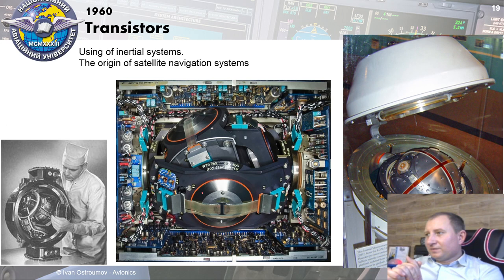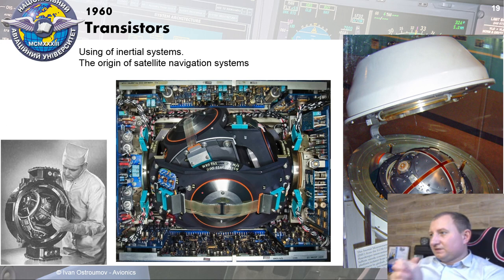Thus, the introduction of the transistor made a revolution in electronics, and it changed onboard avionics significantly, because if before we used a radio half a meter in size, after the transistor we have 20 centimeters. Thus, transistor technology was a huge leap for all avionics equipment. And also you can see that transistor technologies were immediately integrated into different parts, including the inertial navigation system. And here you can see some gimbaled inertial navigation systems based on transistor technologies.